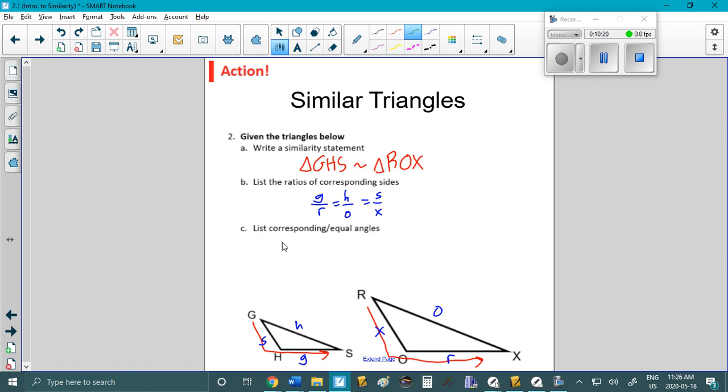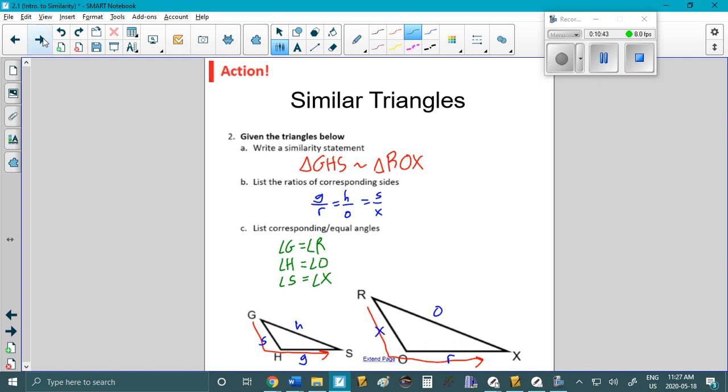The corresponding angles, so we can say angle G equals, and I would love for you to pause and finish this if you want. So angle G equals angle R. Angle H is going to be the same as angle O. And you can even just look at the diagram and see it, right? And angle S is going to be the same as angle X. And that's it. That is the entire lesson.